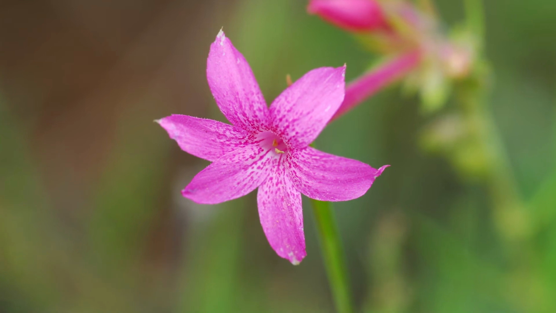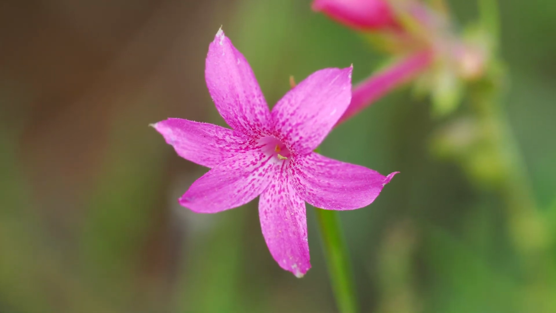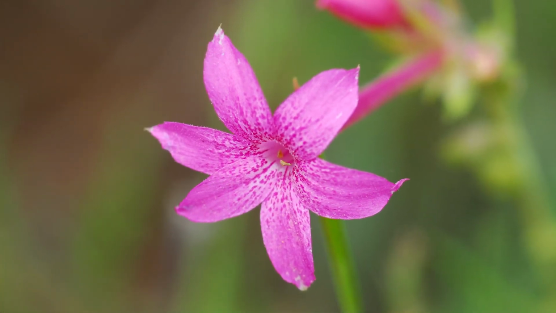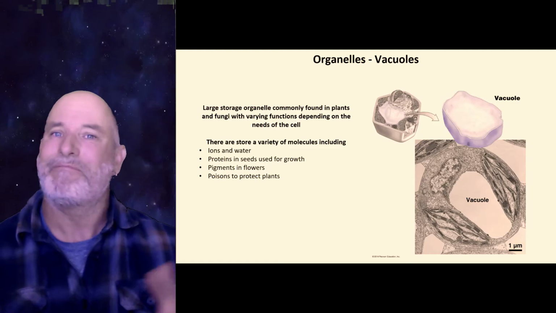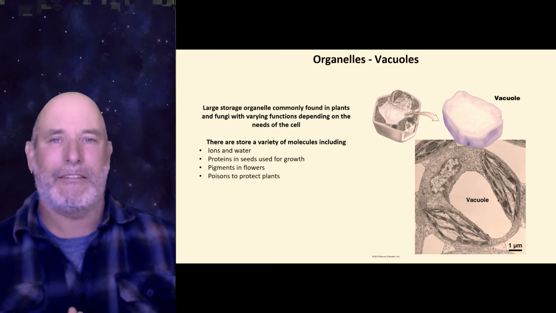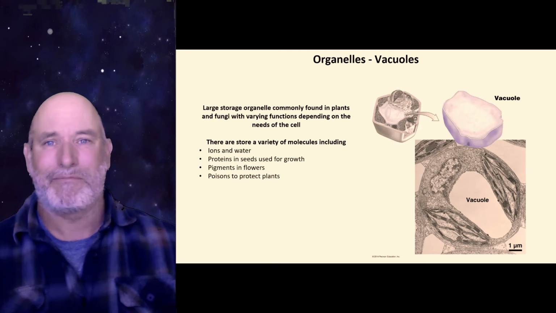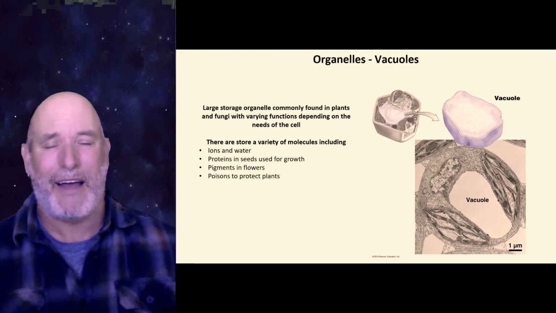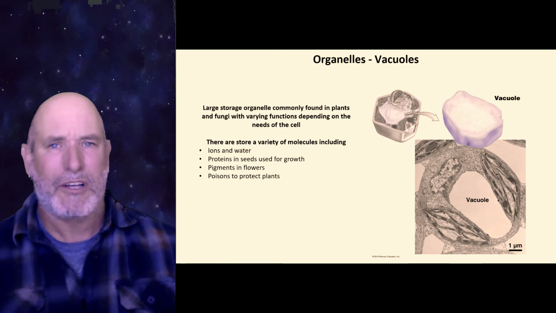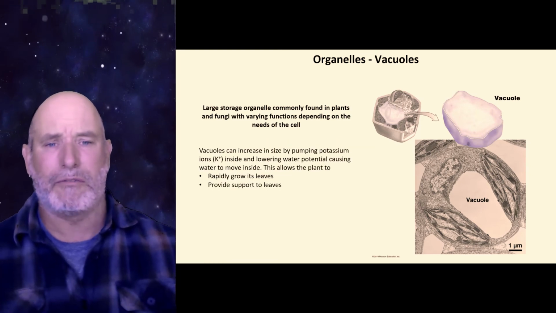I like flowers. Flowers are really pretty, right? And if you ever notice, flowers have all these pigments that make them colorful. Well, where do you store the pigments? The vacuoles. And, man, some plants are poisonous. They store those poisons in the vacuoles. So as you can see, vacuoles are really, really versatile.